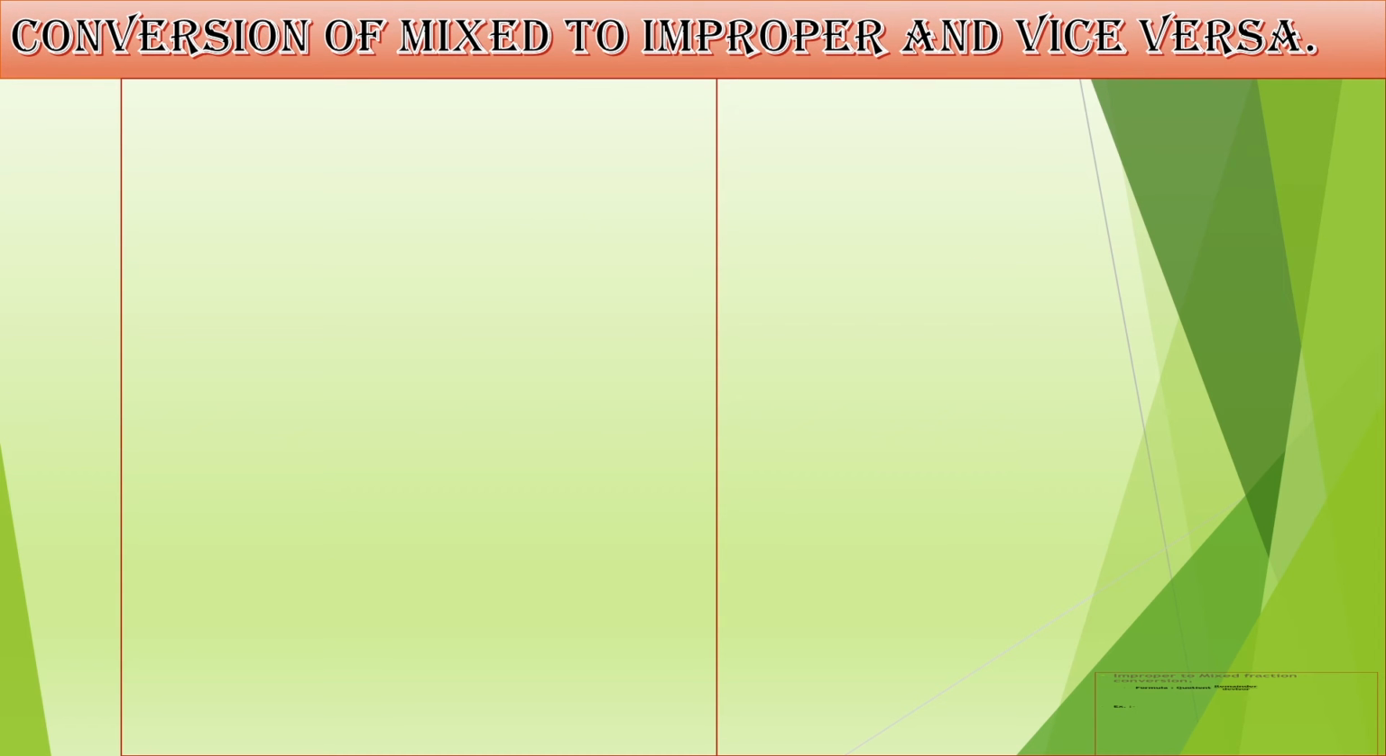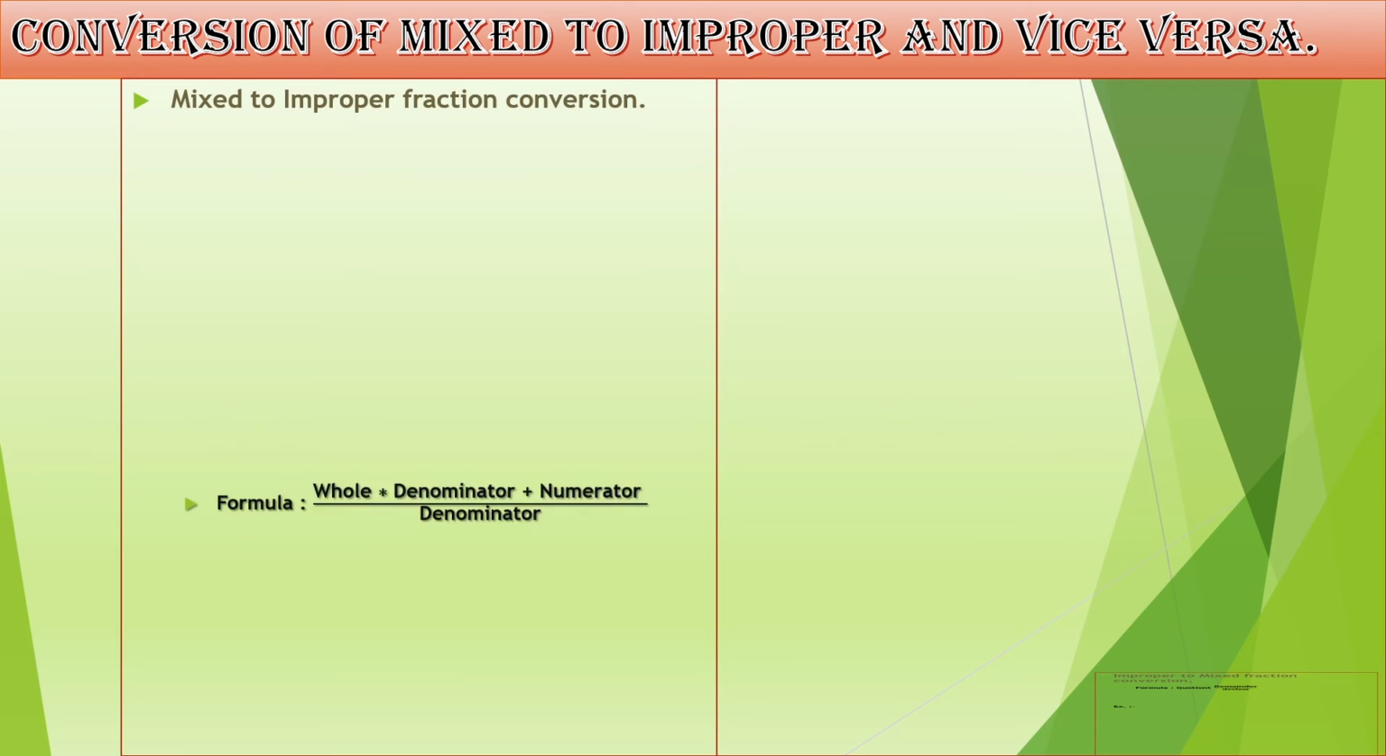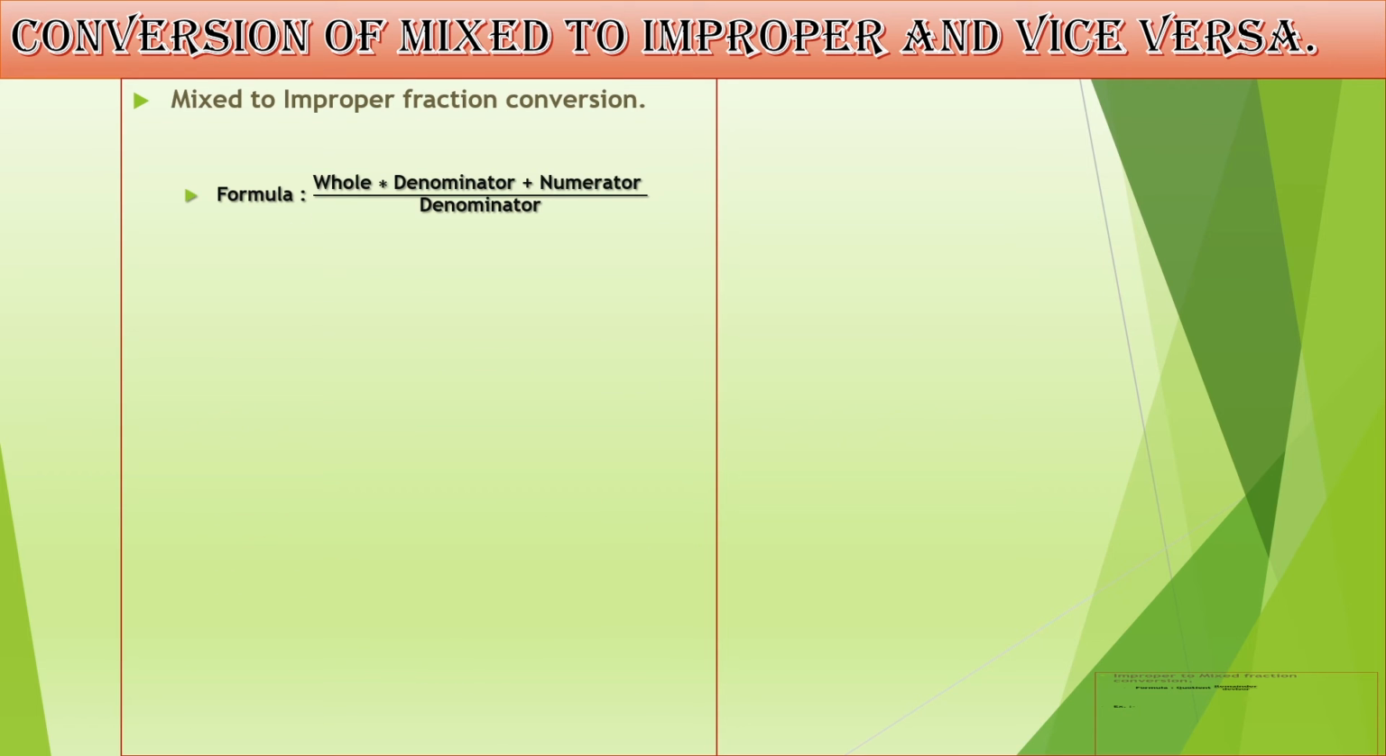Now students, let us understand conversion of a mixed fraction to an improper fraction and vice versa. Just see, students, the formula for converting a mixed fraction to an improper fraction is whole into denominator plus numerator, upon the denominator. It must be confusing for you, like, okay, what is the formula? You must be feeling, okay, I'm not understanding. Let us see with an example, students, then you will understand.